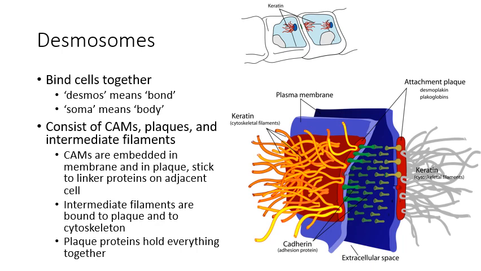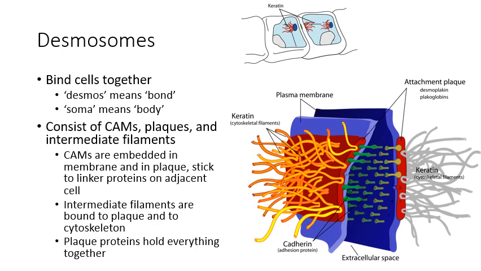Then you have your desmosomes. The role of desmosomes is to bind cells together. Desmos is a Greek word that means bond. Soma is also Greek, means body. So desmosomes just means bonded bodies, literally. And again, of course, you don't need to know the complicated structure of the desmosome, but I'll just briefly go over it.